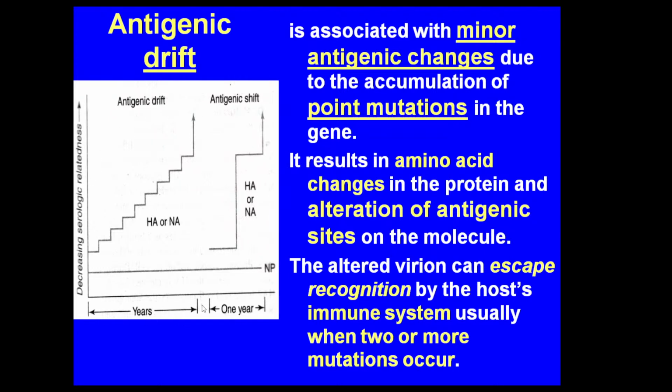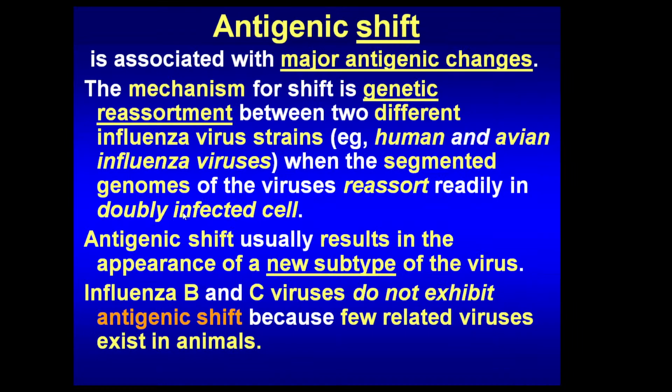But take a look here. It takes years, usually 10 to 15 years, for a new subtype to appear this way. But then we have another one that is called antigenic shift, that is associated with major antigenic changes. Do you remember you have a shift button on your computer, right? When you want to switch quickly from one thing to another, that is the mechanism of antigenic shift. It is a genetic reassortment between two different influenza virus strains, for example, human and pig, or swine strain, or human and avian strain.